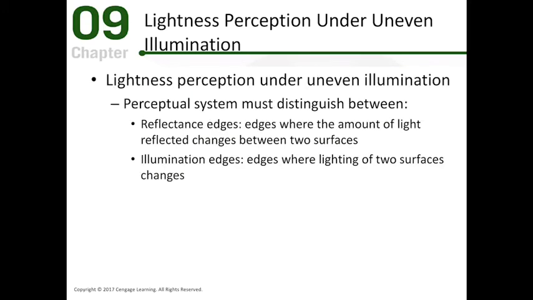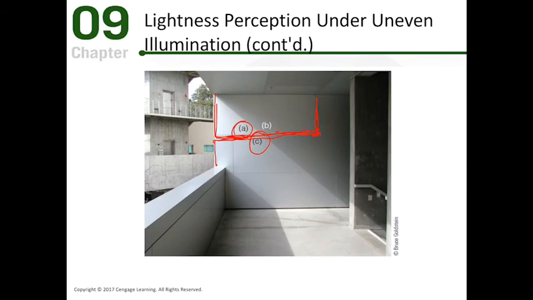And then we can have an illumination edge, which is where the lighting of the two different surfaces changes. And in the case of this example, we're looking at A to B. And so we're seeing this edge right here, right? And that edge is an illumination edge because A is receiving more light than B. So B is actually in a shadow. And so even though we see here that this is the same material, this is considered an illumination edge because the two surfaces change in terms of shadows, but the type of material is the same.